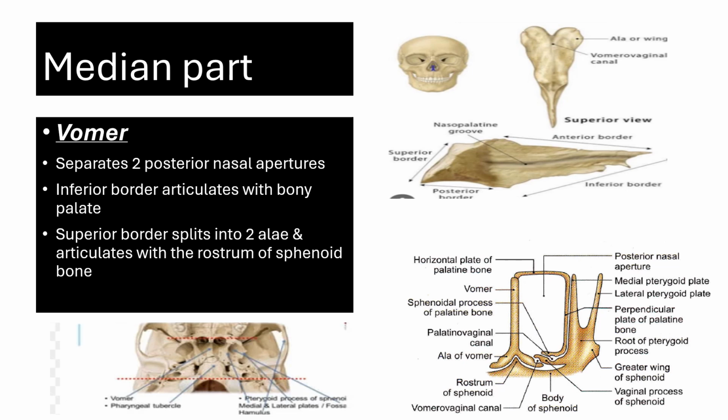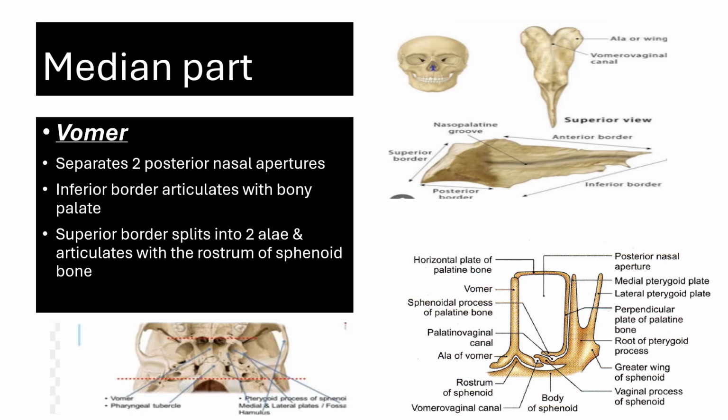And the first structure is the vomer. We can see vomer in the given diagram, below the written part. It separates the two posterior nasal apertures. What's the purpose of having a vomer bone? It just separates the two posterior nasal apertures.